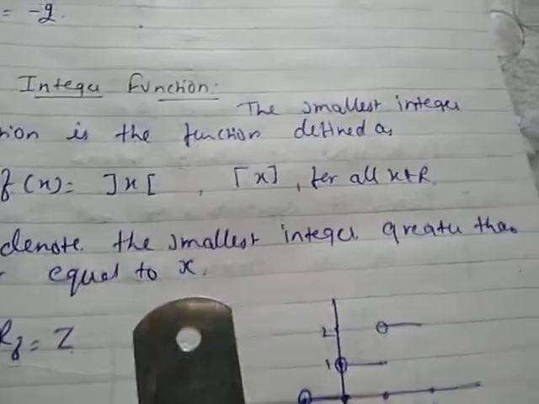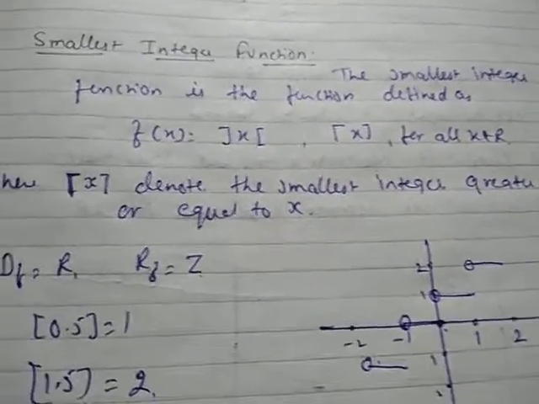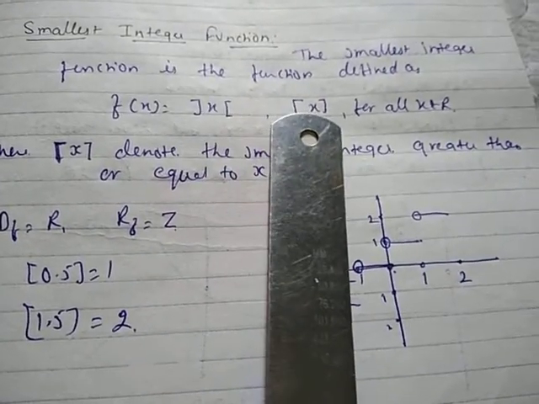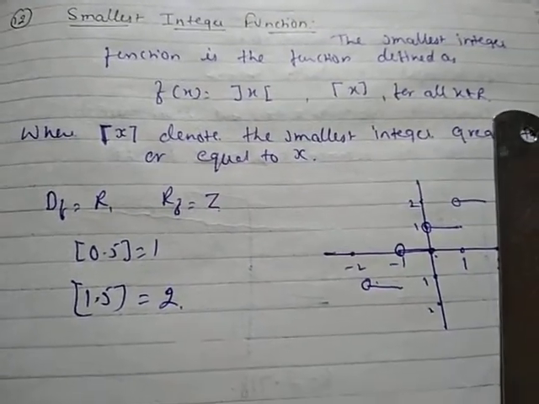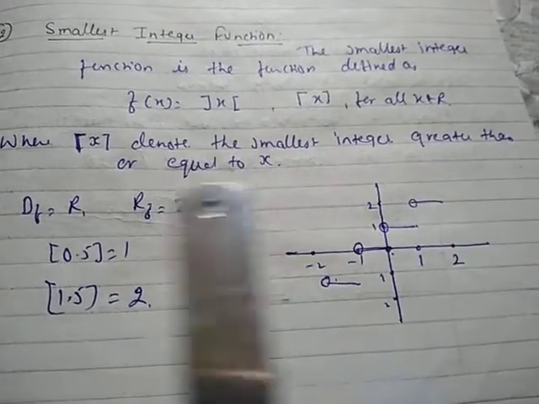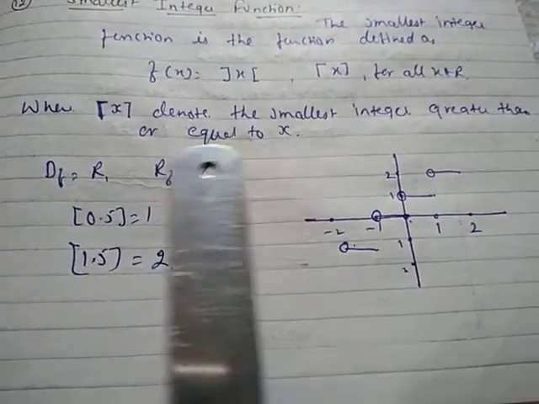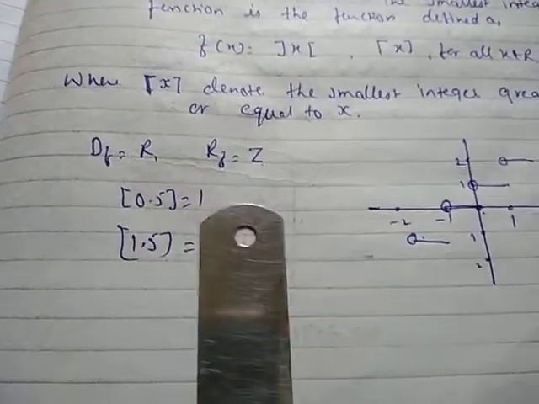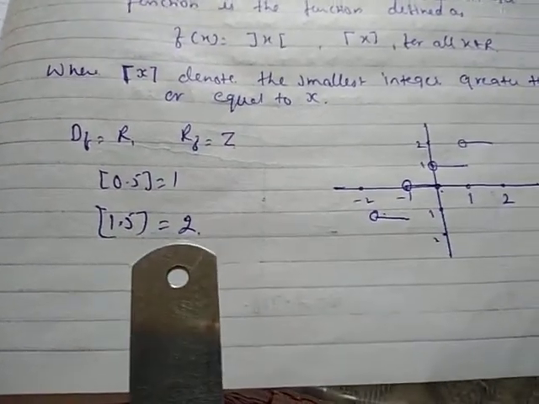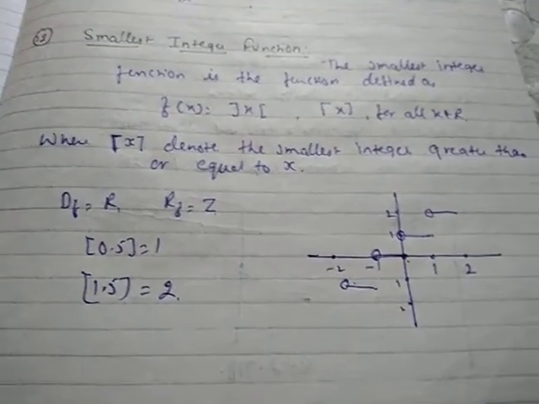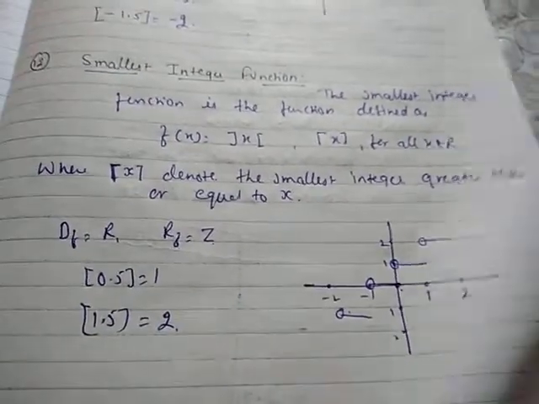Smallest integer function. The smallest integer function is the function defined as f(x) = ⌈x⌉, written this way also, x belongs to R, the smallest integer greater than or equal to x. The domain is the real numbers, but the range is always integers. For 0.5, the nearest greater integer is 1, for 1.5, it is 2. Just opposite to the greatest integer function, children. Okay.